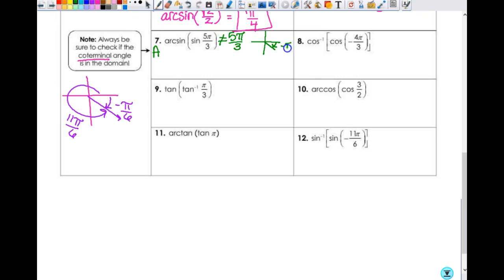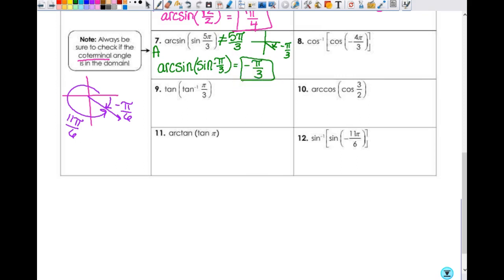Close. Negative pi thirds, right? It'd be the same as negative pi thirds. You with me? So then I know that I could have the arc sine of the sine of negative pi thirds. And does negative pi thirds fit between negative pi halves and pi halves? It does. And so that means my answer is negative pi thirds.